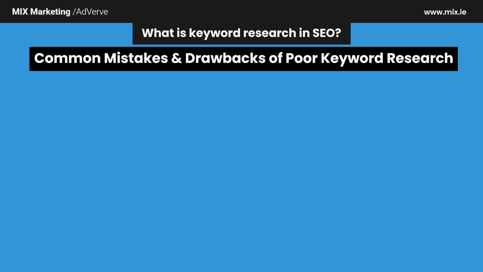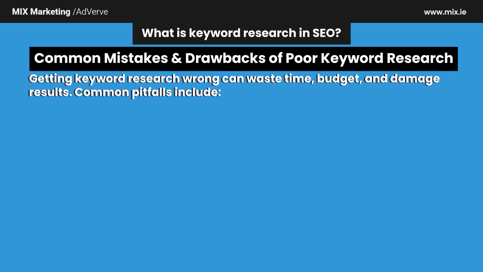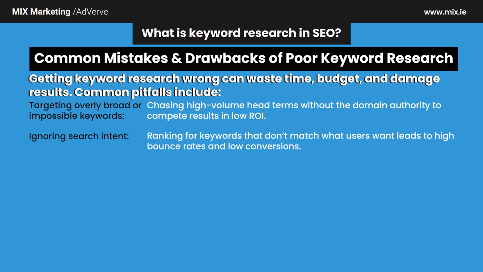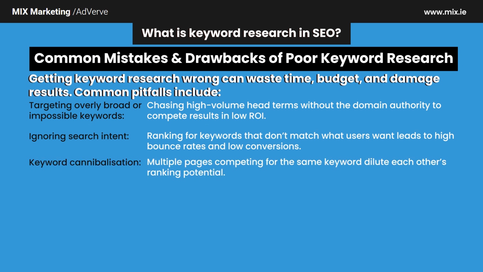Common mistakes and drawbacks of poor keyword research. Getting keyword research wrong can waste time, budget, and damage results. Common pitfalls include targeting overly broad or impossible keywords. Chasing high-volume head terms without the domain authority to compete results in low ROI. Ignoring search intent. Ranking for keywords that don't match what users want leads to high bounce rates and low conversions. Keyword cannibalization. Multiple pages competing for the same keyword dilute each other's ranking potential.